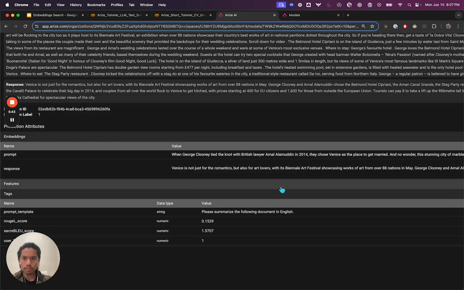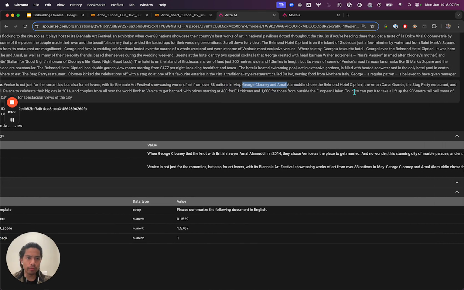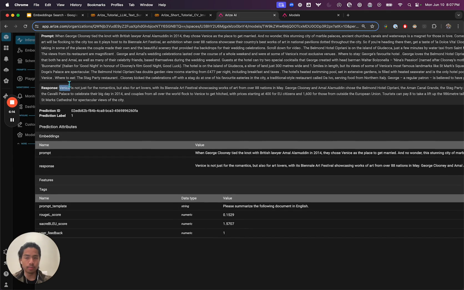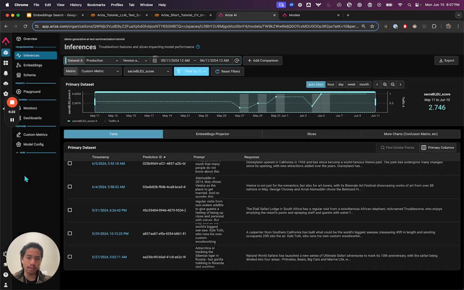So this one is about Venice, which is not just a place for romantics, but also for art lovers, with its Biennale art festival showcasing works of art from over 88 nations in May, George Clooney, blah, blah, blah. And so we can read through this, and tourists can pay $8 to take a lift up to this bell tower. So I think for me, this is like saying, hey, Venice is a district in LA, in Southern California. Similar to Disneyland. Disneyland is in Anaheim, also in Los Angeles. Also seems like a touristy thing. It says tourists. So kind of similar.